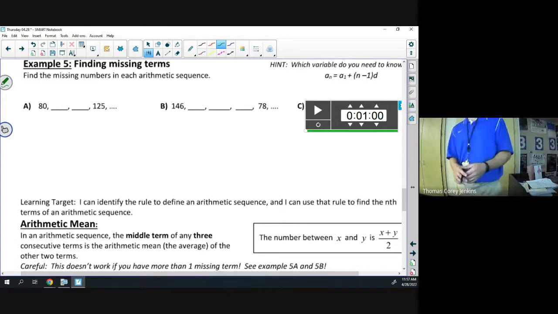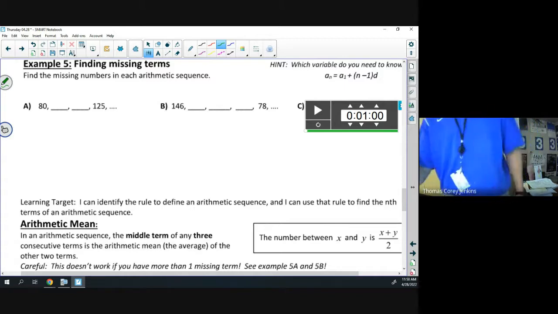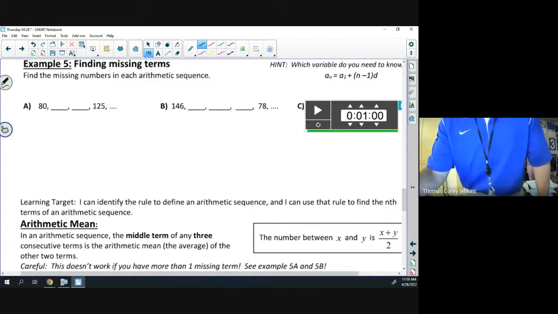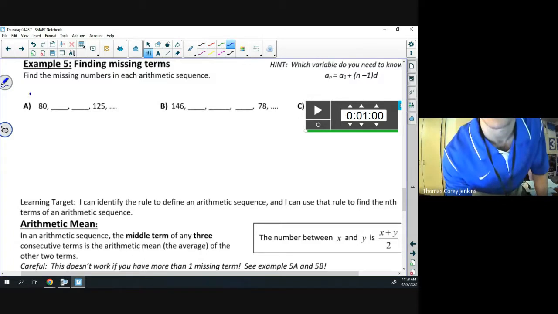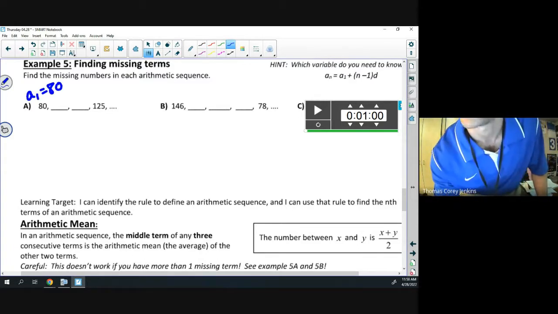So obviously the problem here would be it's not obvious what our common difference is, right? Between two terms, we just take 125 minus 80, and that would be our common difference. But they're spaced apart, so here's what you need to do on these, okay? So we're given a sub 1 is 80. We need that. We're given a sub whatever else. This would be the fourth term, right?